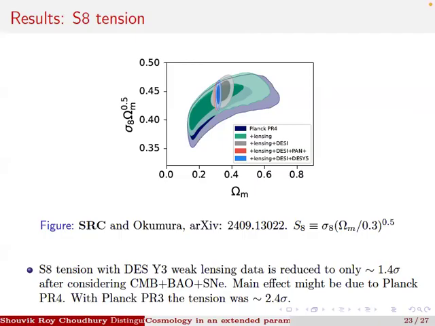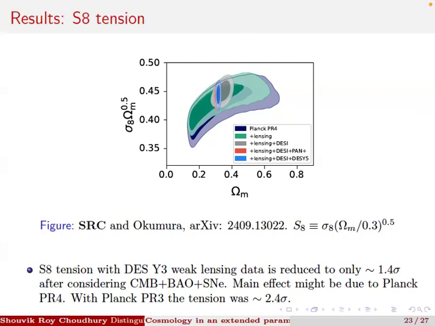Mind you, we are considering all the data combination together, CMB plus BAO plus supernovae. So this means that we are getting the strongest constraints possible, and still we find that the S8 tension is reduced to 1.4 sigma, and possibly we'll see that the tension will be gone in a few years or even less than that.